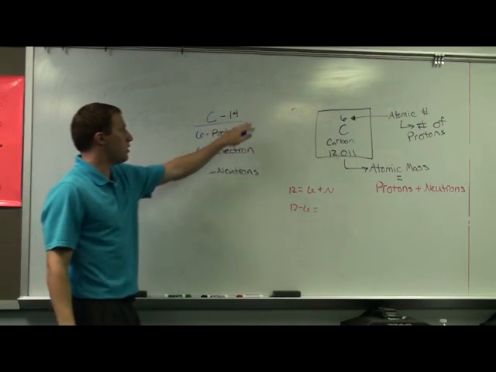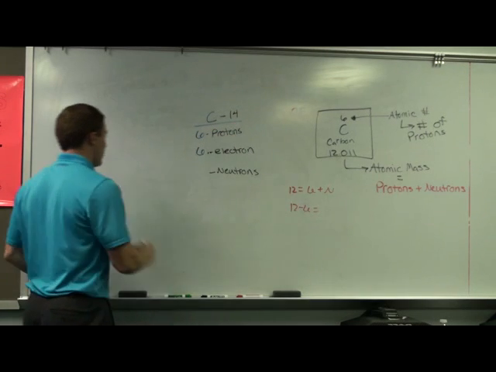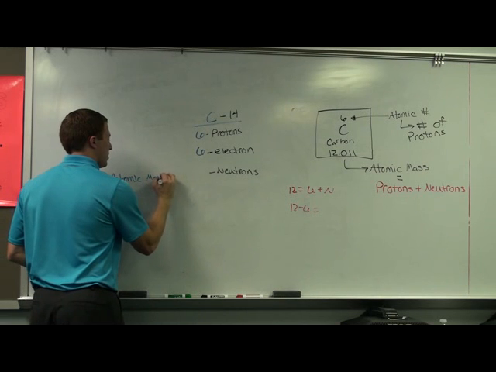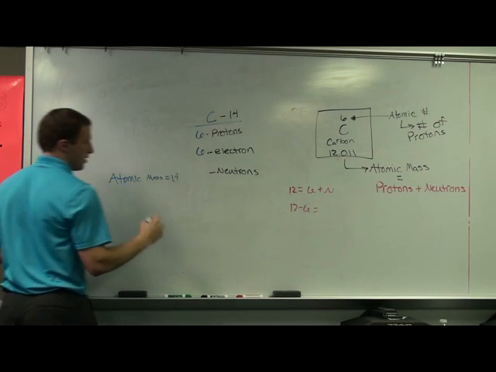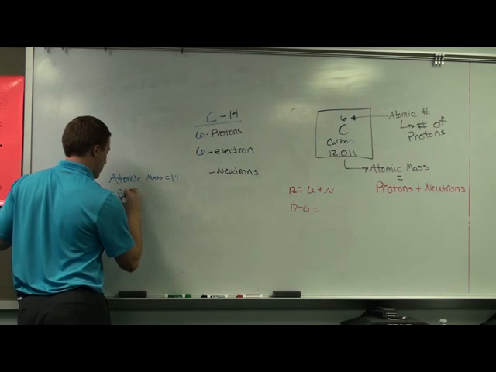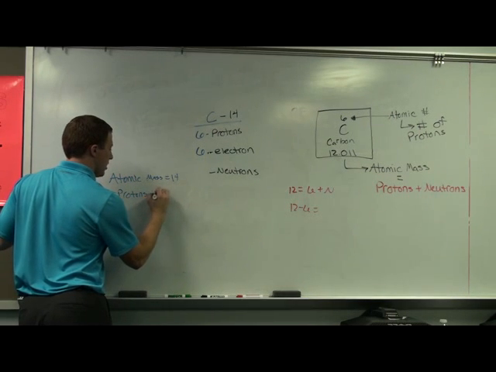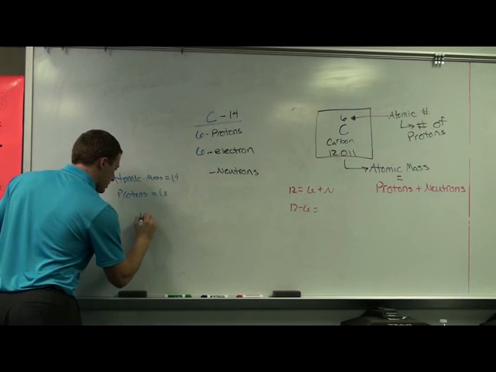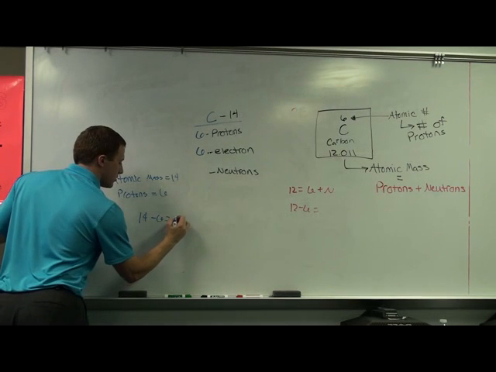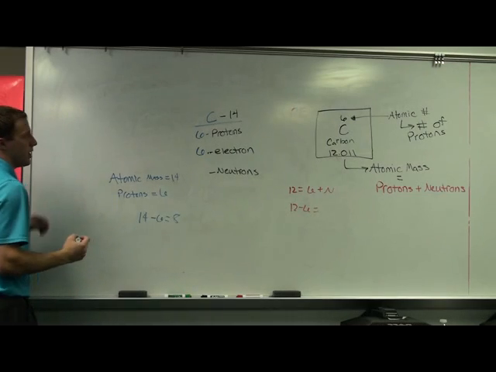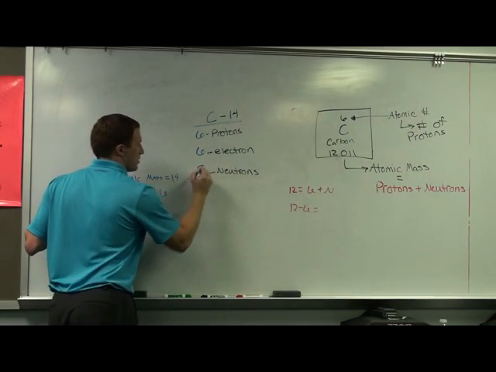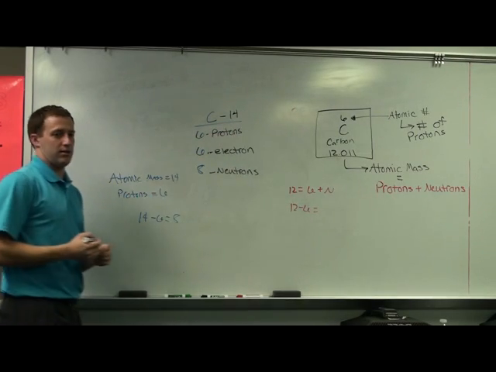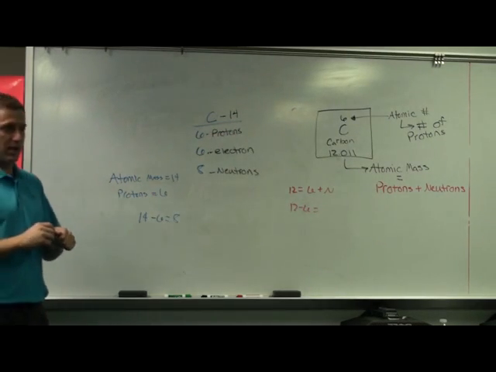So what's our new atomic mass? 14. So atomic mass equals 14. What's our number of protons? 6. Good. Protons equals 6. So what do we do? Subtract. Good. 14 minus 6 equals 8. So how many neutrons do we have? 8. So does that add up to 14? 8 plus 6 equals 14. Right? Does everybody see how we did that?